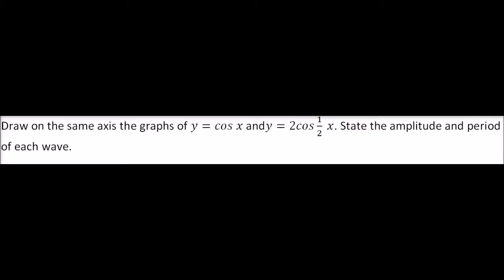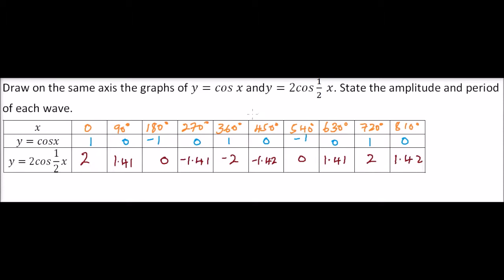So let's take another example. We draw on the same axis the graph of y equals cos x and y equals 2 cos a half x. State the amplitude and the period of each wave. So I'll go ahead and make a table for these two functions so that I can plot them. I have prepared the table that I will need to plot the two graphs. I have the values of x, the values of y equals cos x, and the values of y equals 2 cos a half x. So let's plot the two graphs and see what happens.